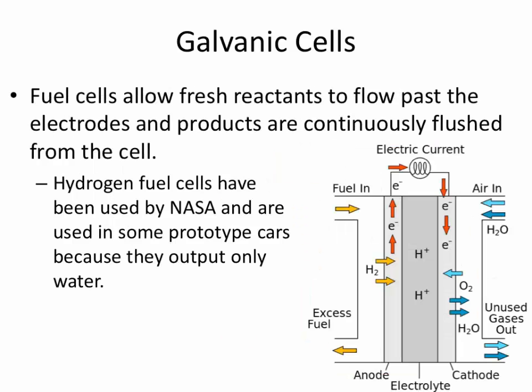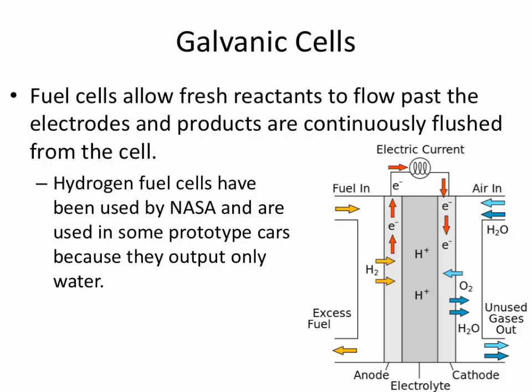Now let's look at an example of a fuel cell. We have down here a generic fuel cell. Fuel cells allow fresh reactants to flow past the electrodes. So you can see we've got some fuel coming in here. In this case, our fuel is hydrogen. And so the hydrogen flows in past this electrode here, and then is passed back out. That's the excess fuel. It then would get circulated back in until it gets used up.